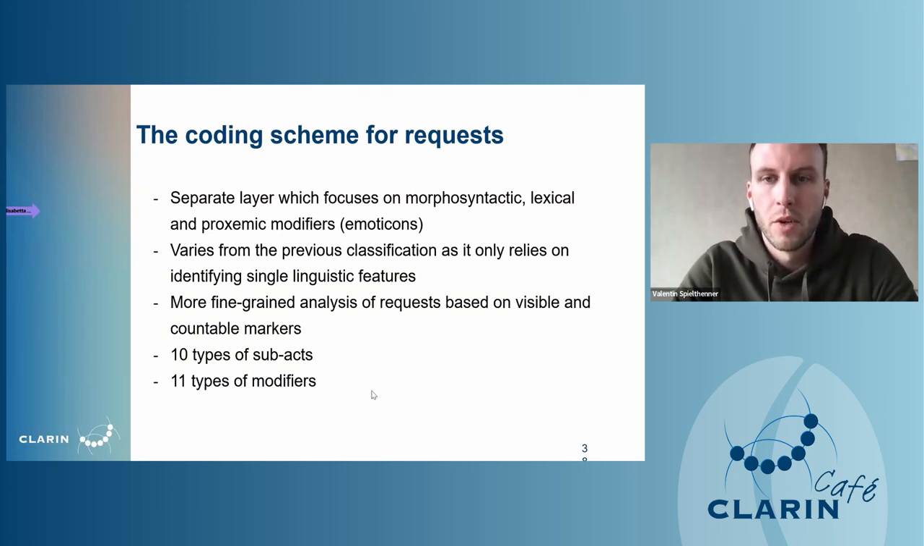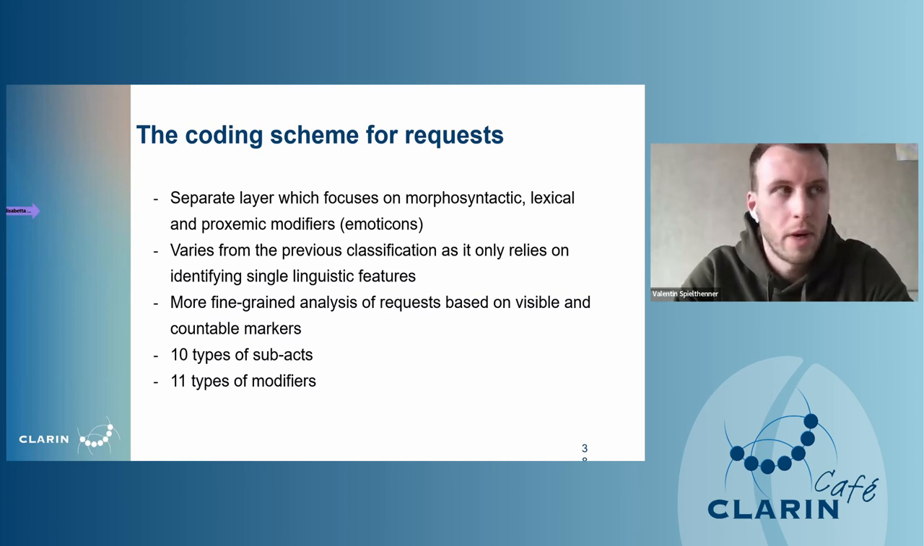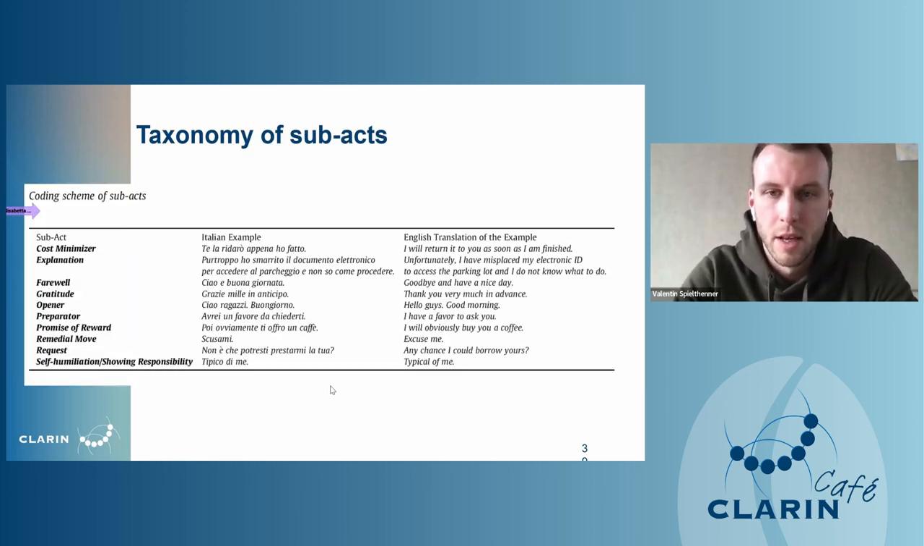A separate analysis layer focuses on morphosyntactic, lexical, and proxemic modifiers like emoticons or emojis. This classification offers insight into the request formulation strategies, but it varies from the previous classification as it only relies on identifying single linguistic features, including pictographs. And the taxonomy of modifiers contributes to a more fine-grained analysis of requests based on visible and countable markers. In our data, we have identified 10 types of subacts and 11 types of modifiers, which will be presented here.